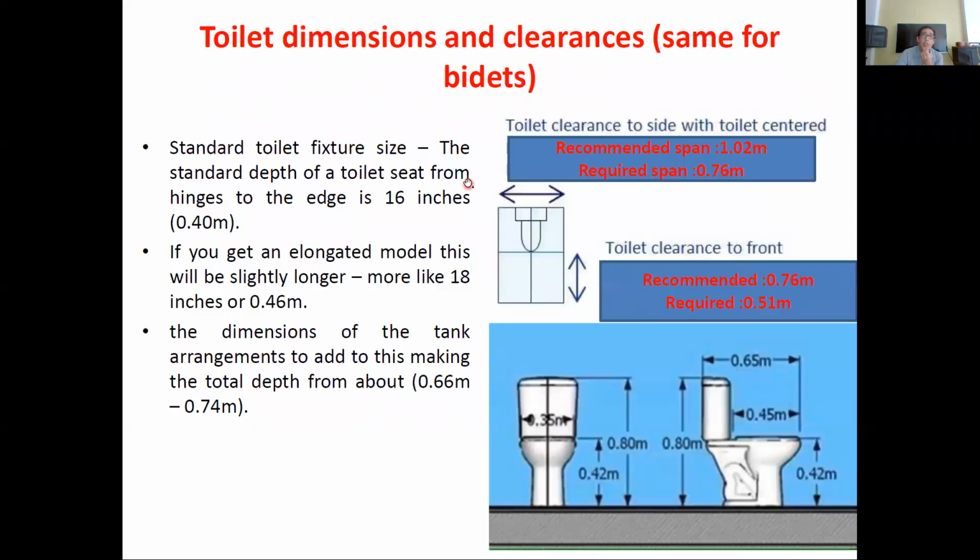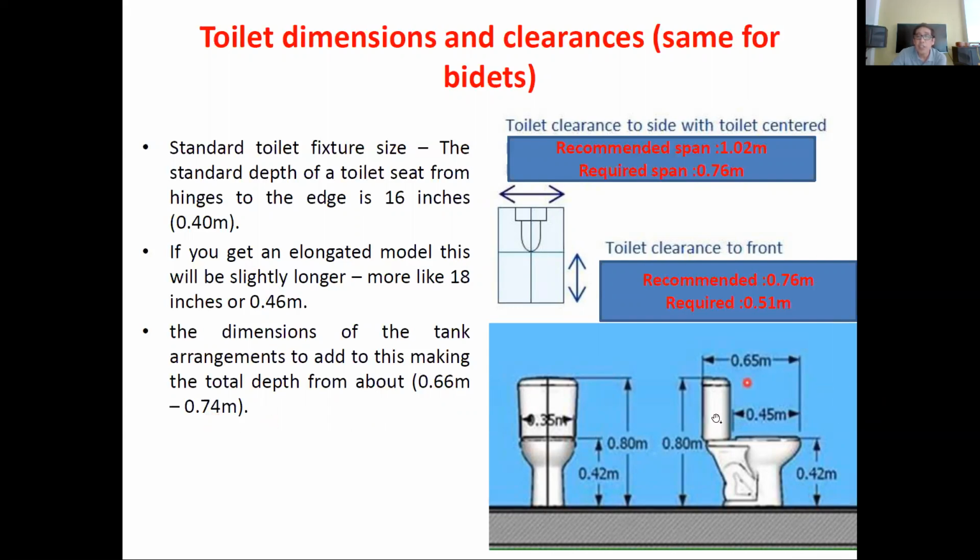Toilet dimensions and clearances. For standard toilet fixtures, the standard depth of a toilet from the hinge to the edge is 16 inches, or 40 centimeters. If you get an elongated model, it is likely 18 inches. If the dimension or arrangement of the tank makes the total depth about 66 centimeters or 74 centimeters.